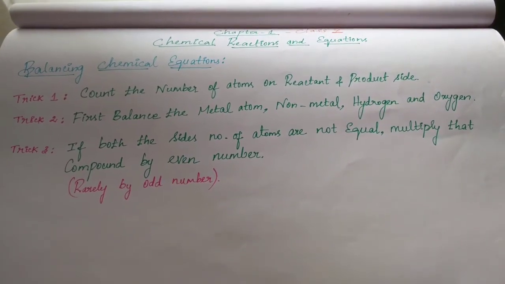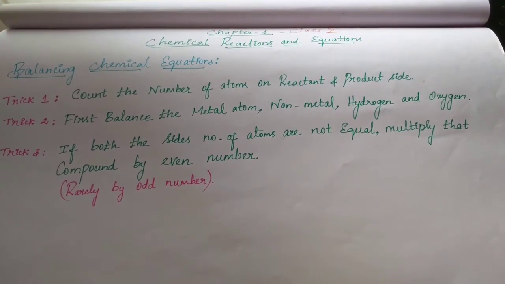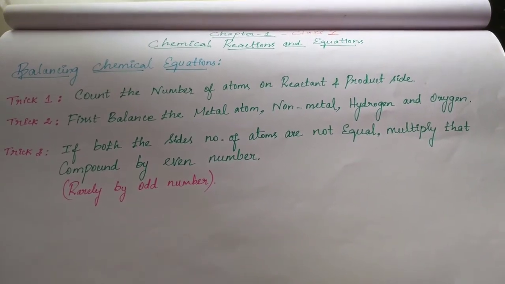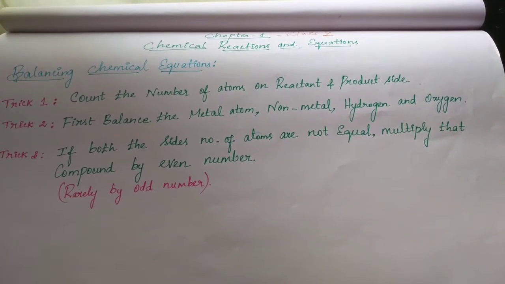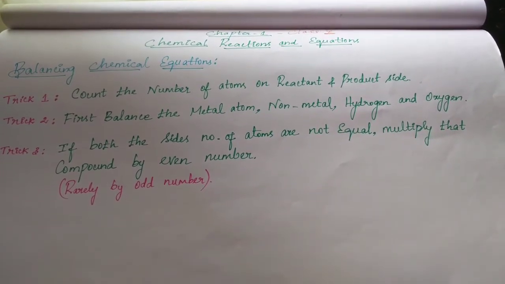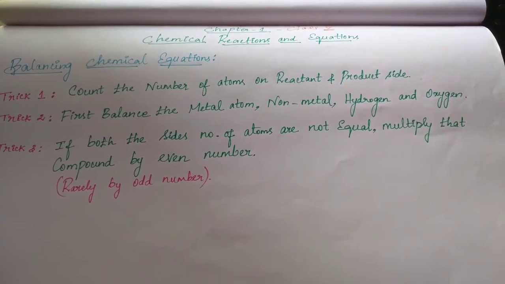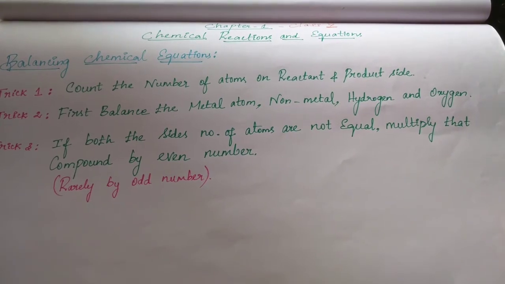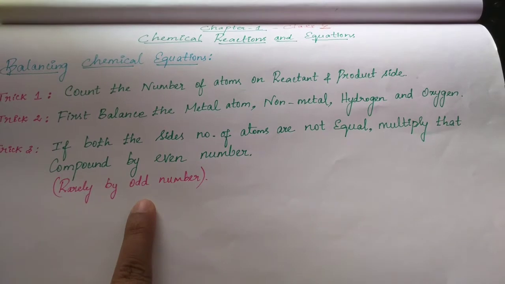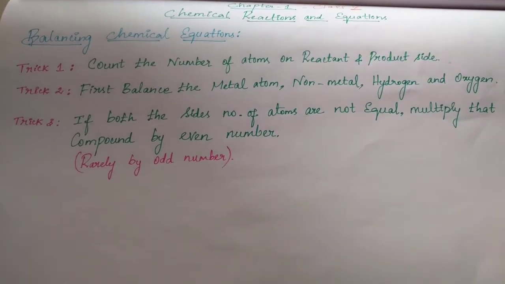Third trick, if both the sides number of atoms are not equal, then you have to multiply that compound by an even number. Trick number 3 is very important students. If any one of the atoms is not equal, multiply that given compound by an even number. If it is not balanced by an even number, then you have to apply an odd number. Rarely you have to use an odd number. So let's discuss with the examples.